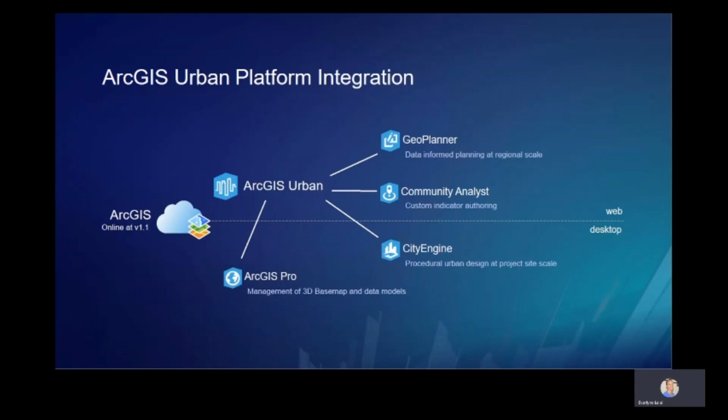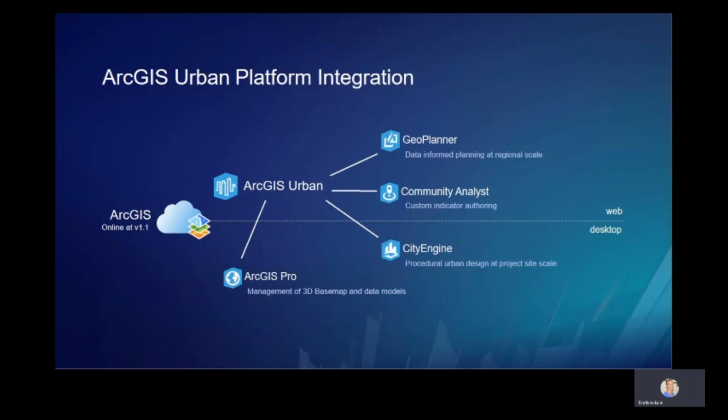And we are currently at version 1.1. The first release was in 2019. That was version 1.0. So it's actually been linked with the other applications. We have ArcGIS Pro, which is the main desktop application for authoring content, for doing analysis. So content that has been authored in ArcGIS Pro can be published to ArcGIS Online and utilized by ArcGIS Urban.